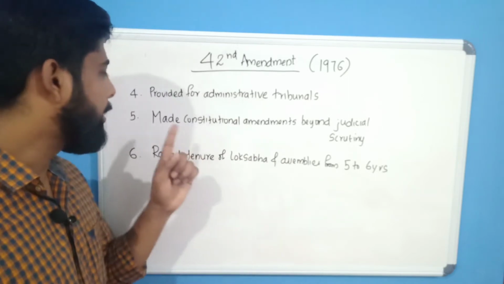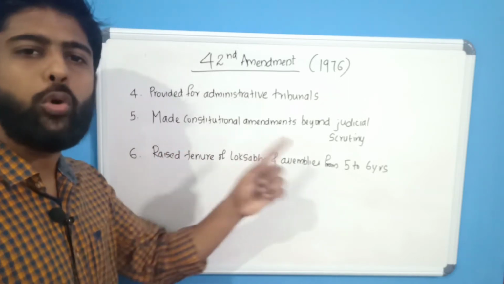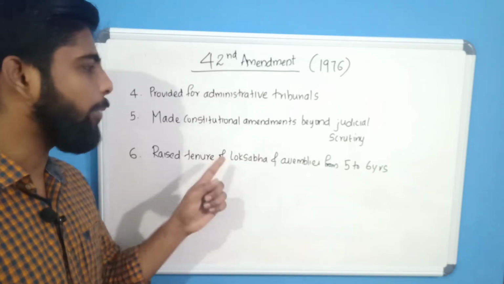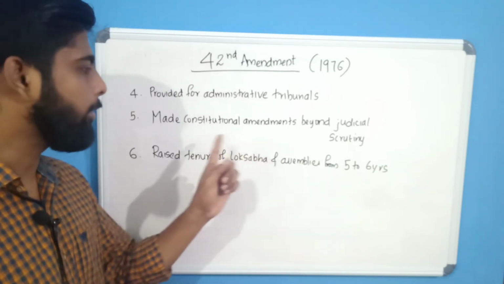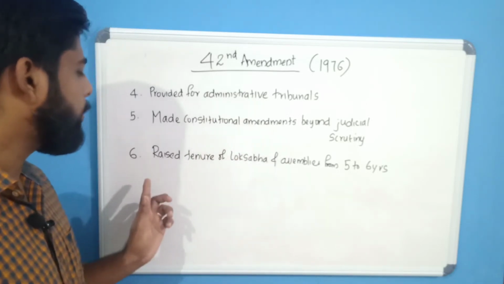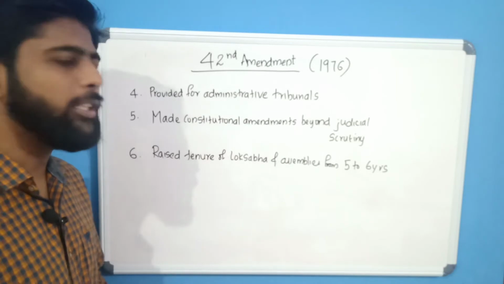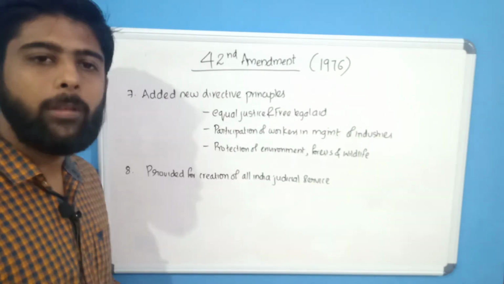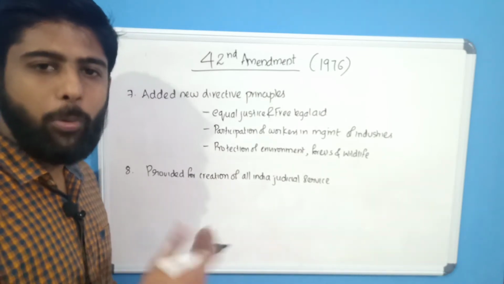The fifth one is it made constitutional amendments beyond judicial scrutiny. That is, the judiciary will not be able to examine or scrutinize the amendments that are passed by the parliament. The sixth one is it raised the tenure of Lok Sabha and assemblies from 5 to 6 years. So the tenure is raised from 5 to 6 years. We will move on to the next provision.